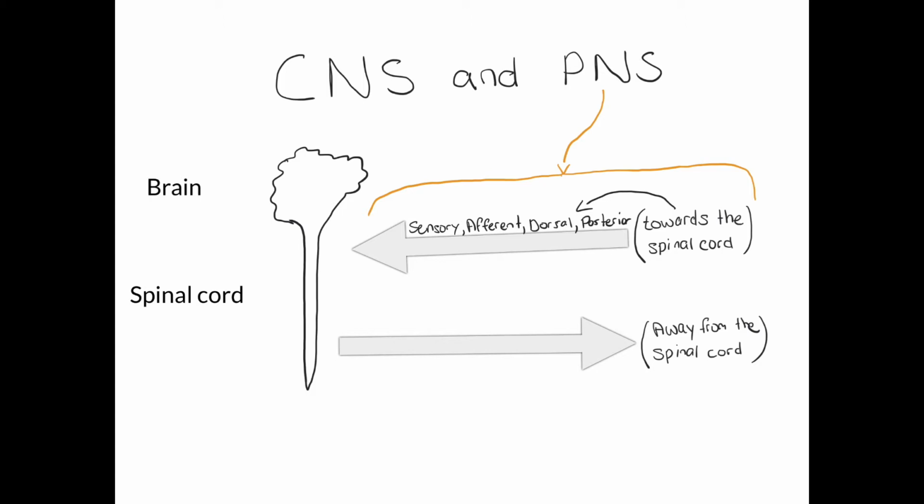Opposite to those terms, when the information reaches the CNS, is processed, and is moving away from the spinal cord, I want you to think about these terms, opposing to the ones we've just discussed. Motor, efferent, ventral, and anterior. When you hear these terms, the information will be going away from the spinal cord.